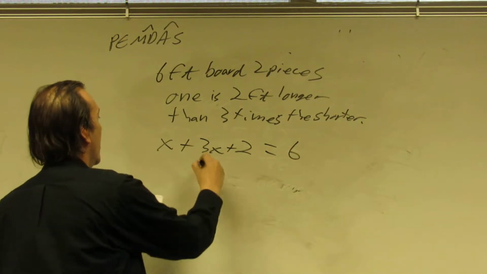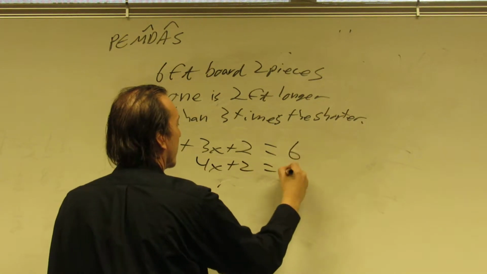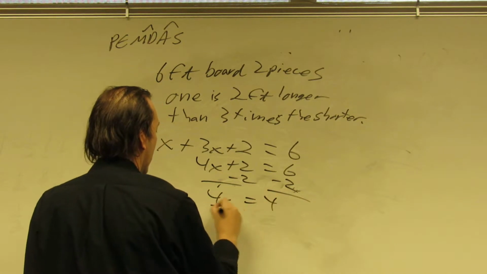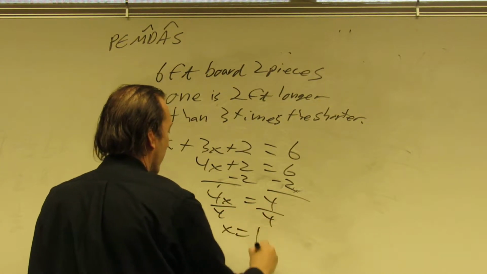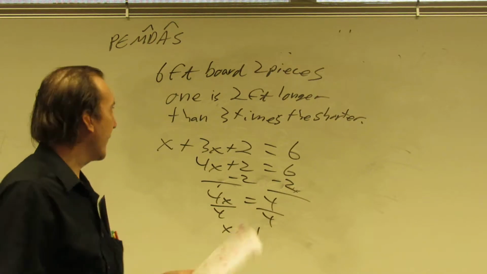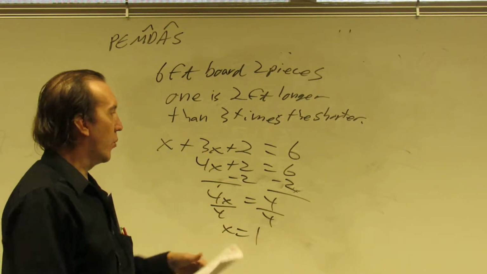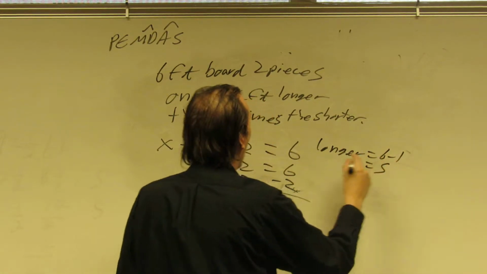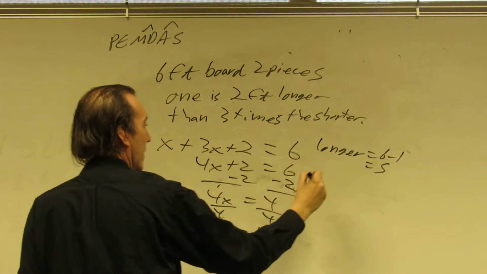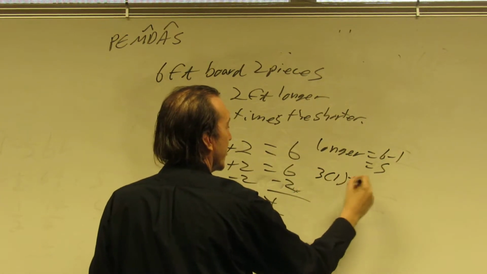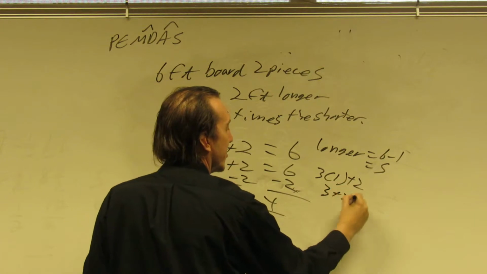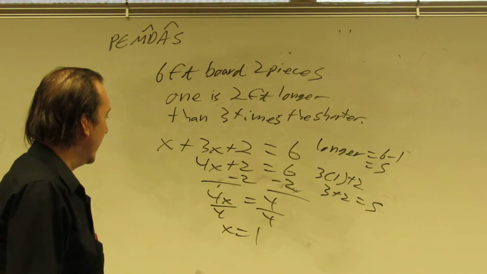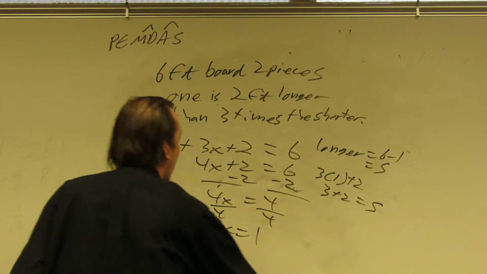Combine like terms, we're going to get 4X plus 2 equals 6. Subtract the 2. 4X equals 4. Divide both sides by 4. X equals 1. So the shorter one is 1. And you can either do 6 minus 1 equals 5, or you can put it back into here. 3 times 1 plus 2. 3 times 1 is 3 plus 2 equals 5. So the longer one, you can do it either way. You're going to get 1 for the shorter, 5 for the longer.